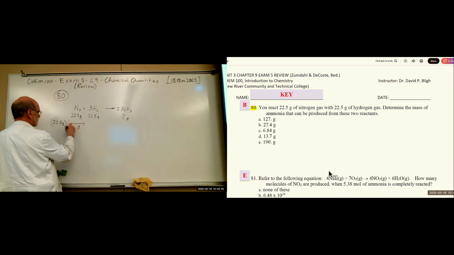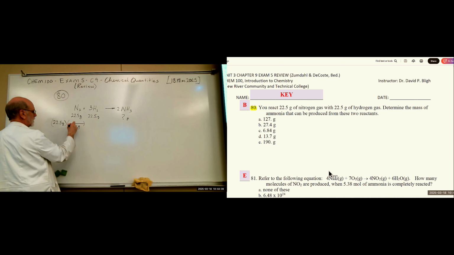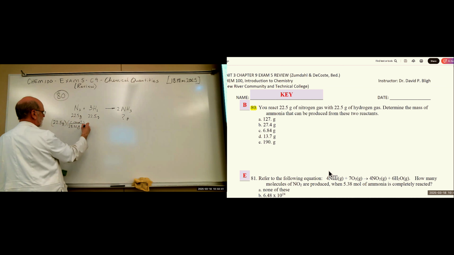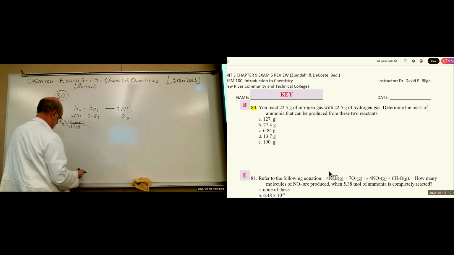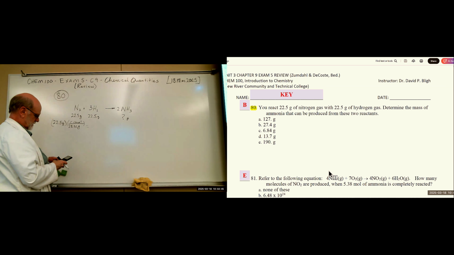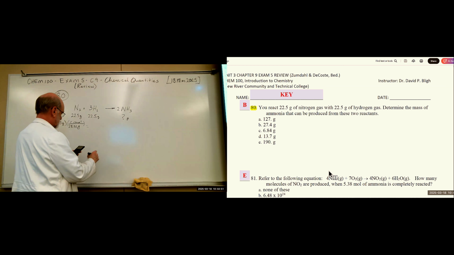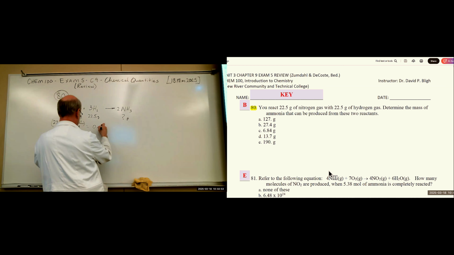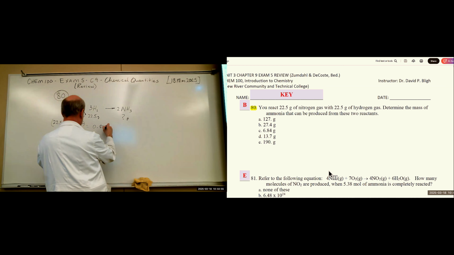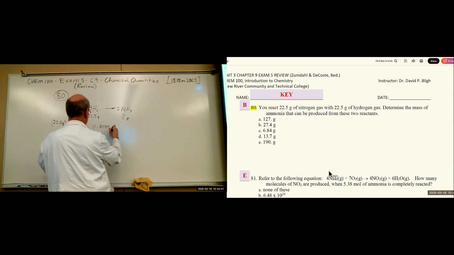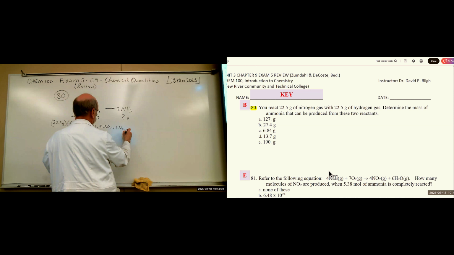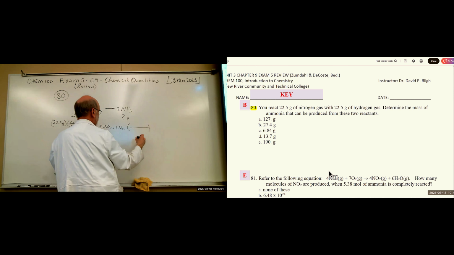So that would be 28.02. Just add it up. 2 times 14.01. 22.5 divided by 28.02 is 0.8030 moles of nitrogen. And we're going to go ahead and convert that to ammonia.